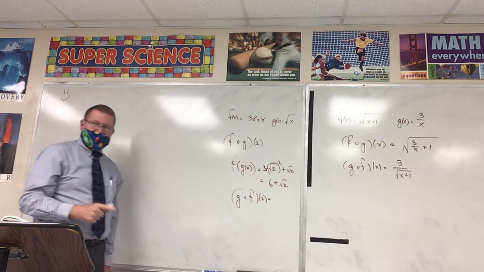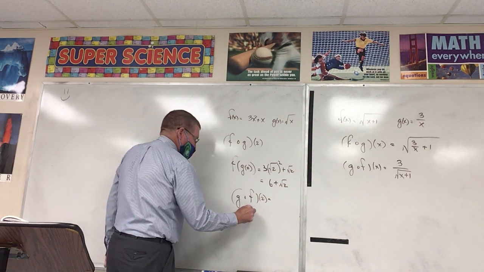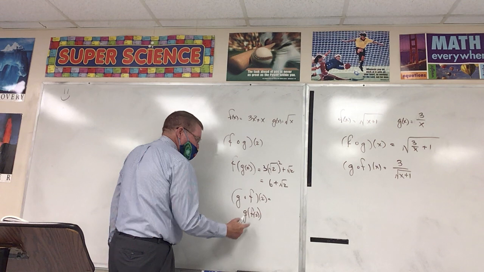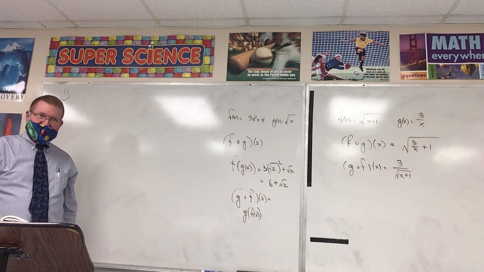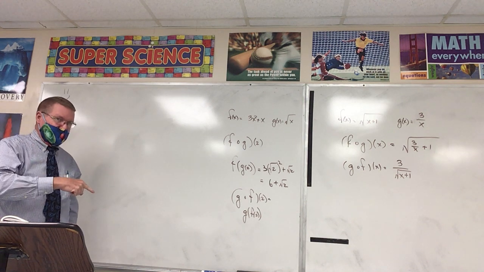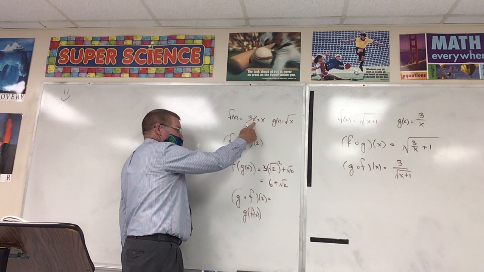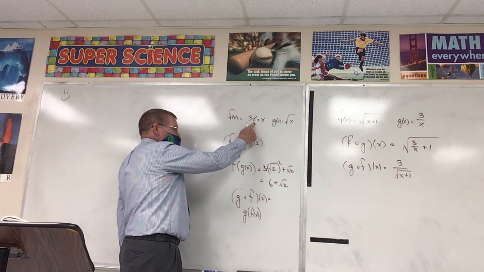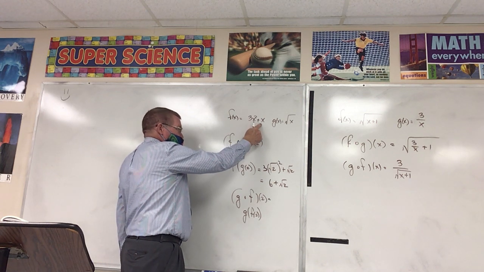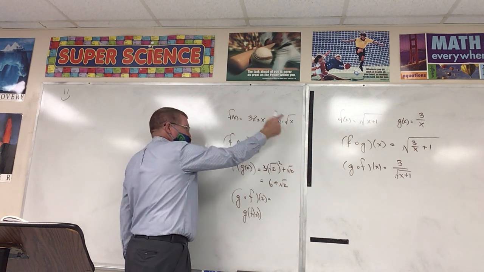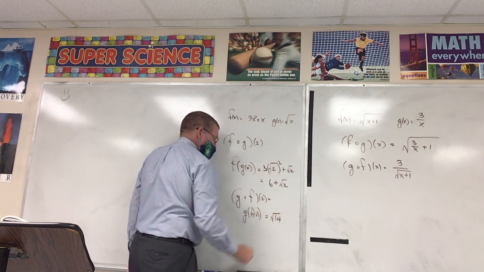So I have g circle f of 2. That is the same thing as g of f of 2. So it's telling me to put the 2 in place of the x in f first, get that answer, and put it in for the g function. So if I put 2 in, I get 2 squared. You get 12. 12 plus 2, 14. I'm going to take that answer and put it in here. I get the square root of 14.